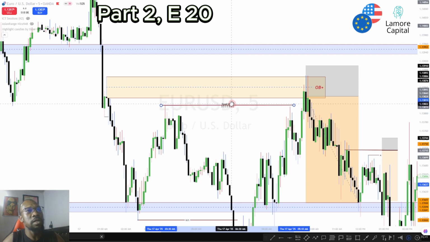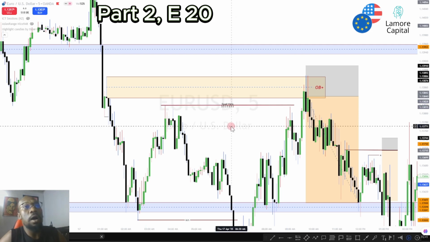And now, if you have an idea of smart money concepts, equal highs are A plus setups. That is where I go full margin. For me, that is where I go full margin.